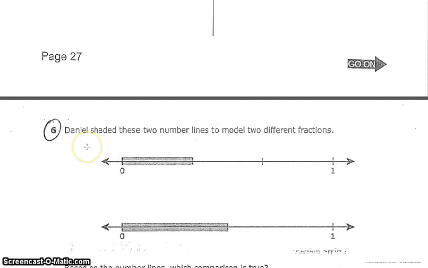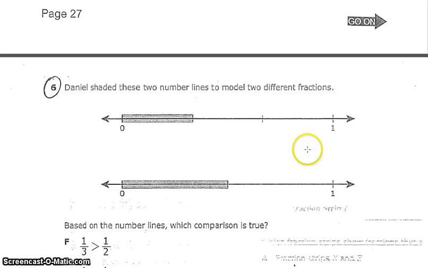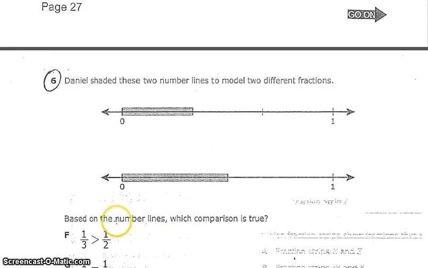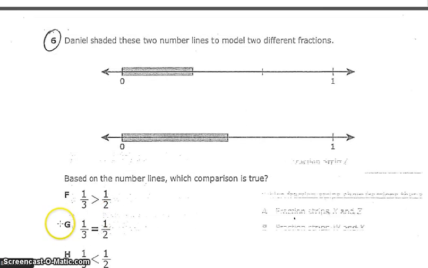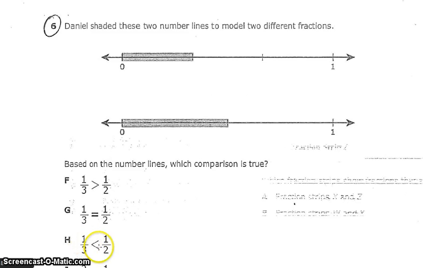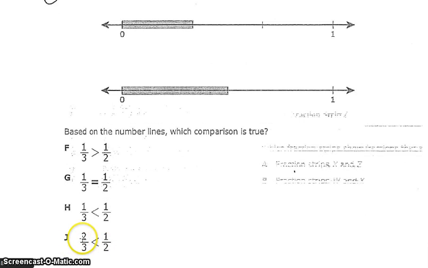6. Daniel shaded these two number lines to model two different fractions. Based on the number lines, which comparison is true? F. 1/3 is greater than 1/2. G. 1/3 is equal to 1/2. H. 1/3 is less than 1/2. J. 2/3 is less than 1/2.